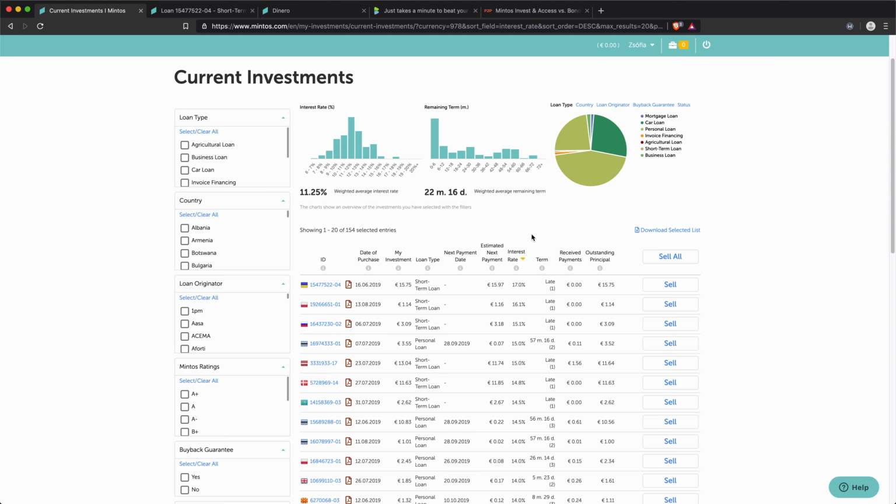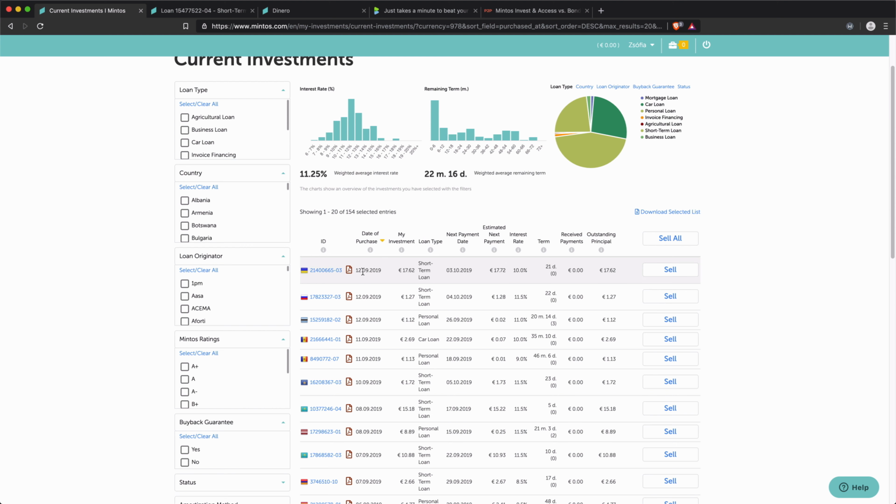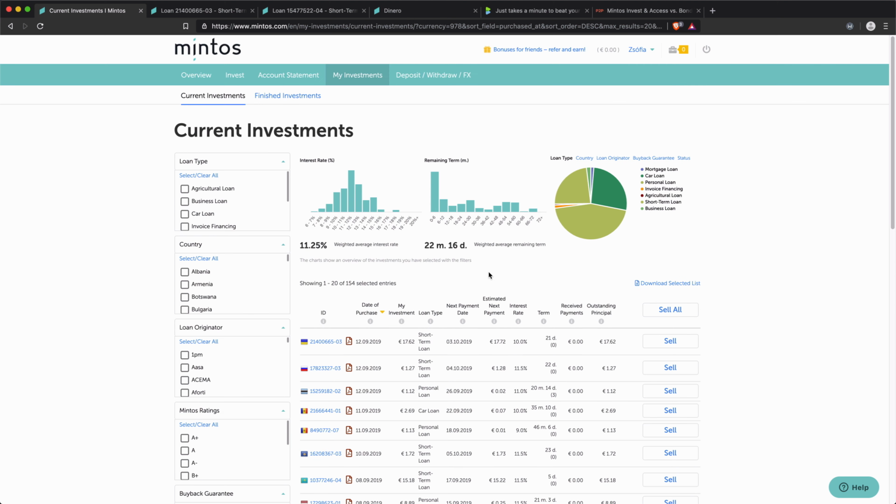And to make matters worse, because of the seasonal decrease in interest rates on Mintos, while these loans came with a 17% interest rate, we're still buying new loans from Dinero with an interest rate of now only 10%. So I really hope that they're going to add the ability to exclude certain loan originators who don't pay interest on delayed payments, as well as potentially being able to set an interest rate minimum that we want to invest in, like for example 10 or 11%.